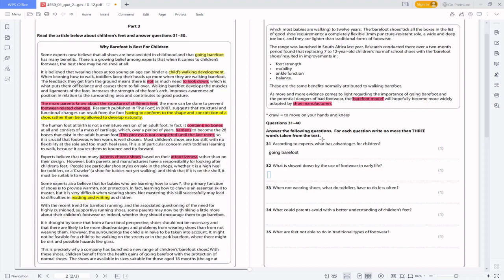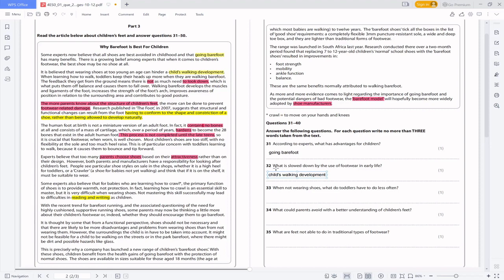What is slowed down by the use of footwear in early life? Now, there is no specific keyword here that we can use to get from the passage. Therefore, it is a skimming question. So as we look through the passage, we see that it is believed that wearing shoes at too young an age can hinder a child's walking development. We have highlighted this in yellow because it is the answer for the second question. What is slowed down by the use of footwear in early life? The child's walking development, or just walking development, is slowed down by the use of footwear in early life.